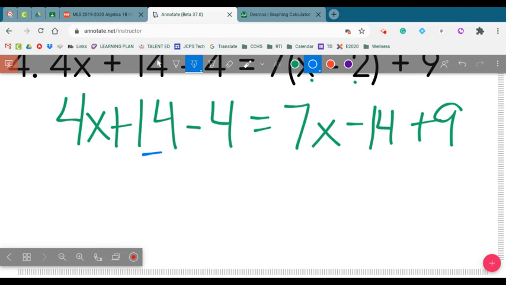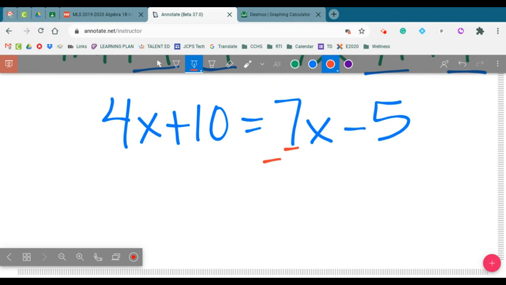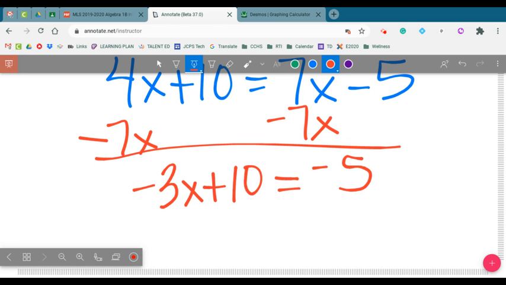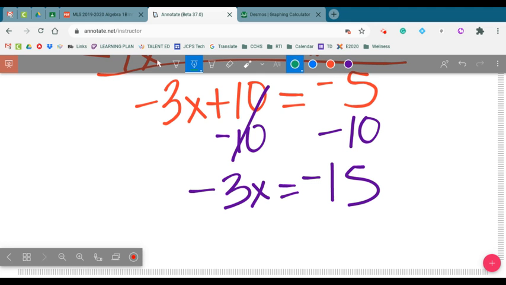Next step, combine like terms. So I can do 14 minus 4, which is going to give me 10. And on this side, I can do negative 14 plus 9, which is going to give me negative 5. Next thing, I'm going to move my variables. So subtract 7x. I get negative 3x plus 10 equals negative 5. Next step, subtract 10. 2 negatives, so I add them together. I get negative 15. Cancels. And then my last step is to divide by negative 3.